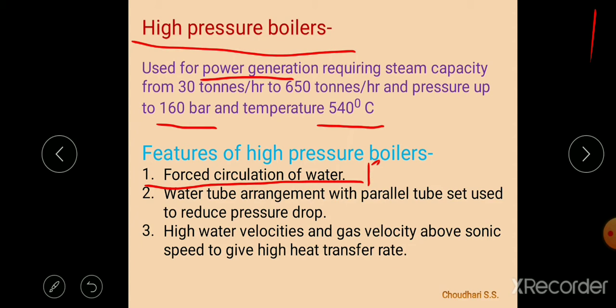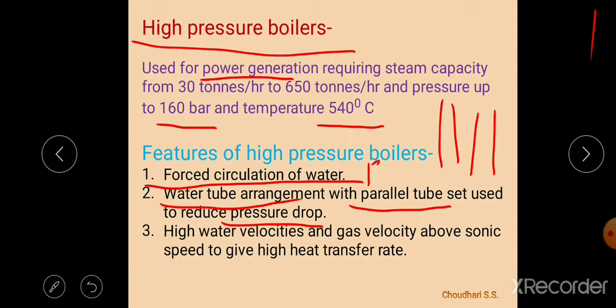Second, water tubes are used. In a high pressure boiler, fire tubes are not used. Water tube means water inside the tubes and hot gases surrounding the tubes. Instead of a single tube, a large number of parallel tubes are used, and the water flow is divided into these tubes. Because if you use a single tube, there is a higher pressure drop, which means the pump power required will be more.